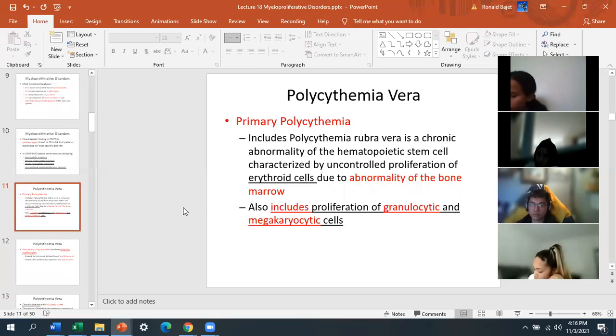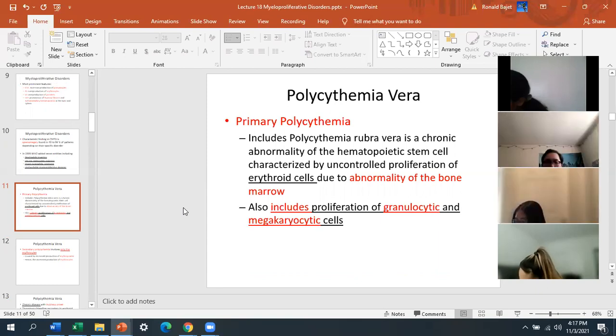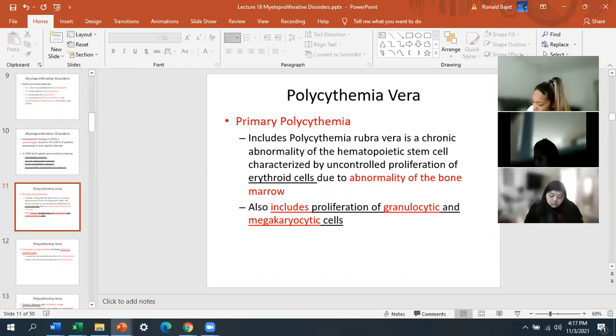Okay, primary polycythemia as opposed to secondary polycythemia. So in primary polycythemia, it involves the erythroid cells, okay? You got uncontrolled proliferation of erythroid cells or RBCs. Remember, overproduction. It's uncontrolled proliferation of RBCs or erythroid cells due to an abnormality of the bone marrow, okay? But in addition, you've got proliferation of granulocytic and megakaryocytic cells. So granulocytic is myeloid, correct? And megakaryocytic means that it involves platelets. So here in primary polycythemia, it involves 3 cell lines: RBCs, myeloid or granulocytic, and platelets. So primary involves the 3, okay?